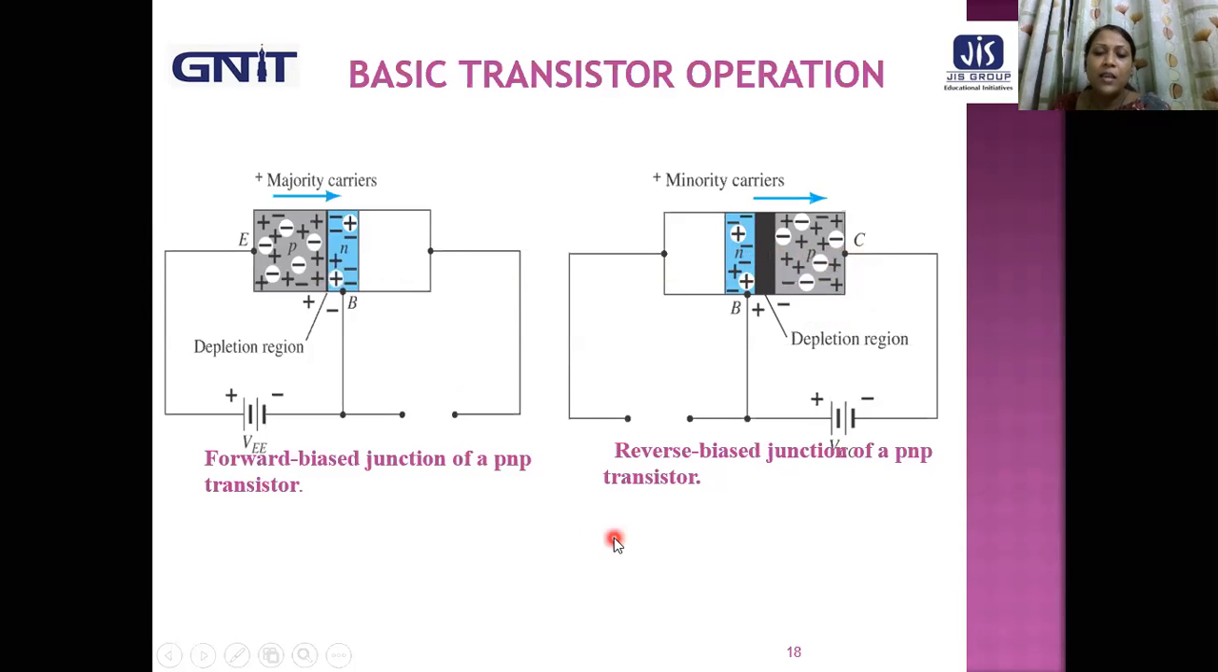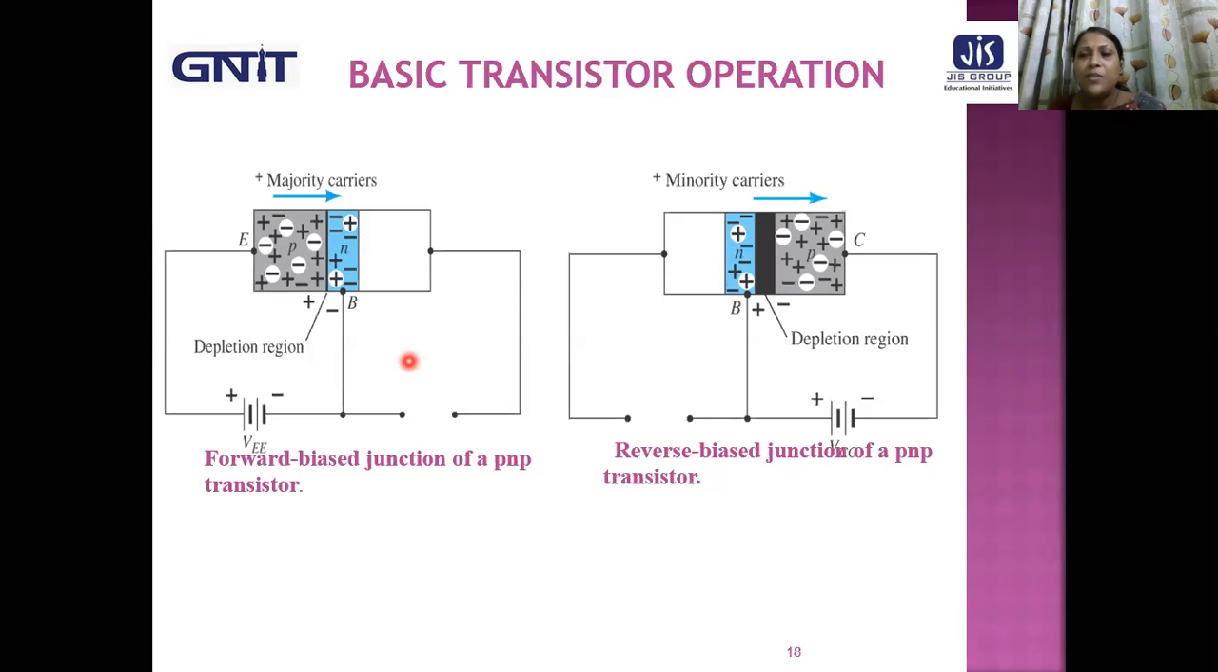And obviously, if we form the transistor, there will be depletion regions. One depletion region is in between emitter and base. One depletion region is in between base and collector. As the emitter base junction is forward biased, the dimension of the depletion layer is very thin.